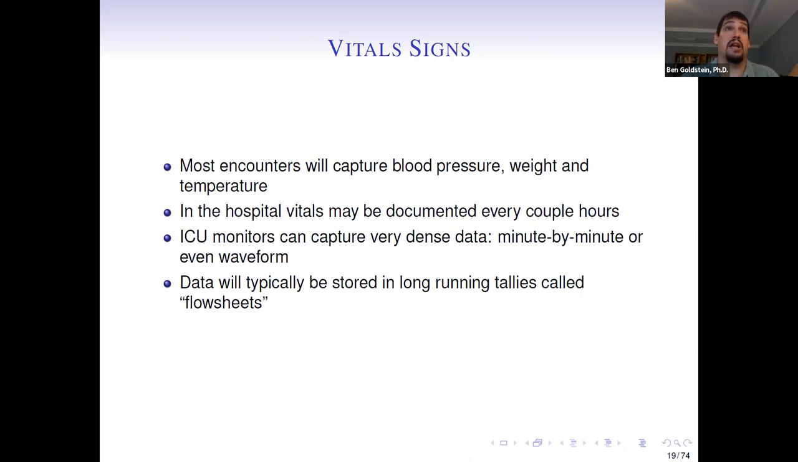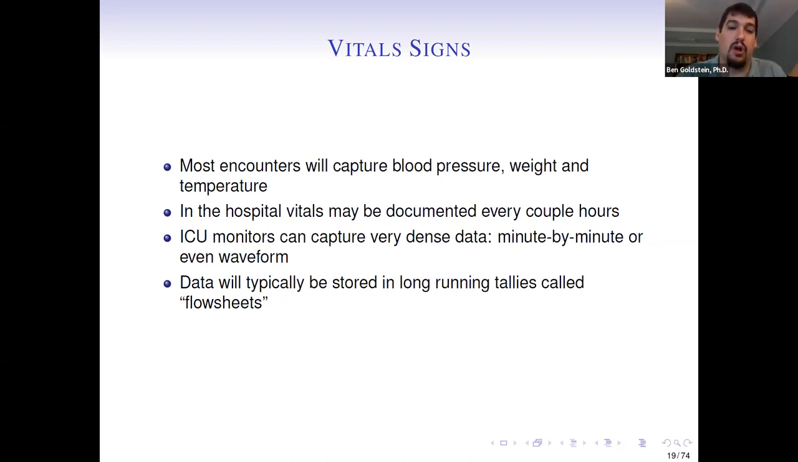As we start thinking about other areas of the hospital, for patients in the intensive care unit, or the ICU, monitors can capture very dense data. I'm currently working on a project where we're looking at ICU data for traumatic brain injury. We know we're going to have data stored on a minute by minute basis, and for some of these vitals, we can get them even at a waveform level. So for those interested in a signal processing perspective, you can get really dense, granular information on how these vitals are evolving in continuous time.